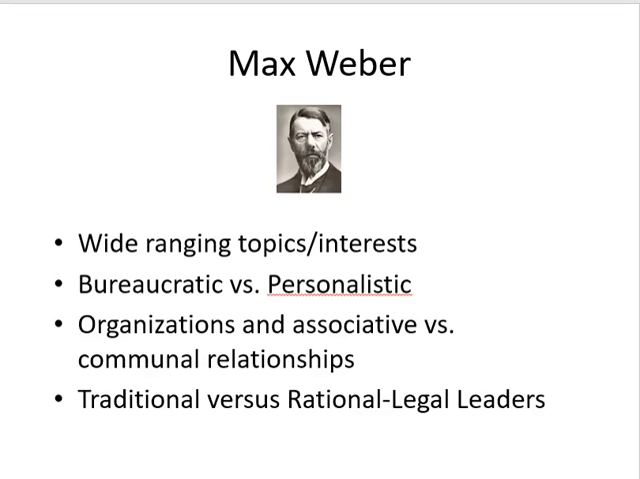Max Weber was a colleague of Ferdinand Tönnies in German sociology, and in his work we see a number of typological comparisons that are quite similar to the ideas that Tönnies put forward. For instance, Weber is best known for his work on bureaucracy, and he offered, for example, comparisons of bureaucratic versus personalistic organizations. He also studied associative versus communal relationships, and in those discussions we can see similarities to the natural will and the rational will that Tönnies discussed.